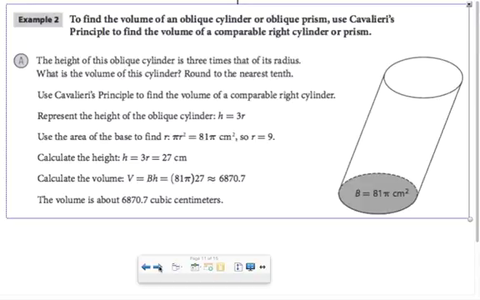So in example 2, they found the volume of this oblique cylinder, and the base of it was given to us as 81 pi. The height, we were told, is 3 times that of the radius, and so they used the area of the base to find the radius. They worked backwards from the formula to find that the radius was 9, so then the height is 3 times that, and then they took those values and plugged them in.